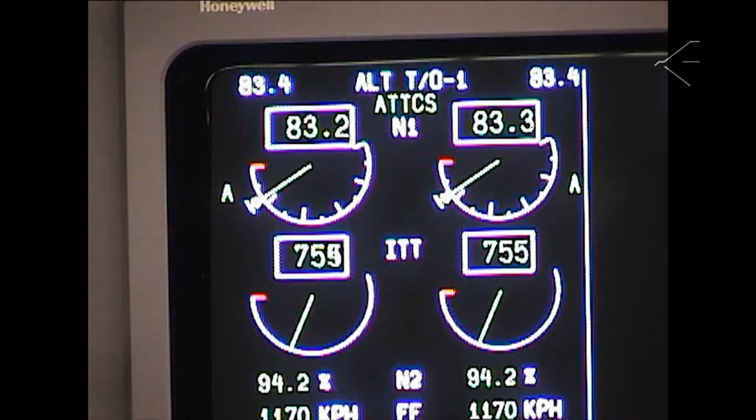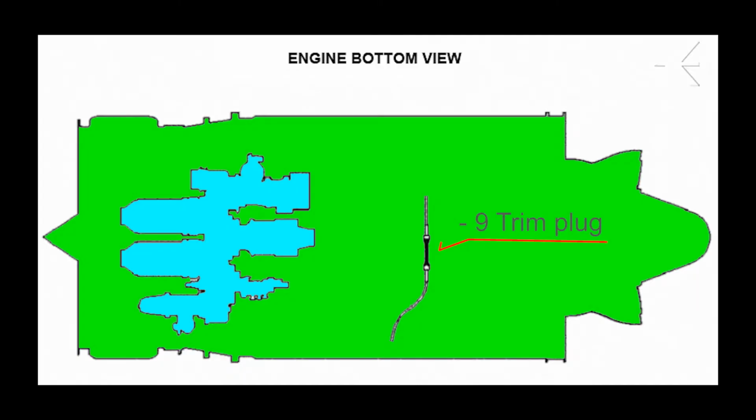The ITT margins in this new FADEC version have been increased by 1.7 degrees Celsius, 35 degrees Fahrenheit. The aircraft must incorporate the -9 trim plug to achieve the ITT margin increase benefits.